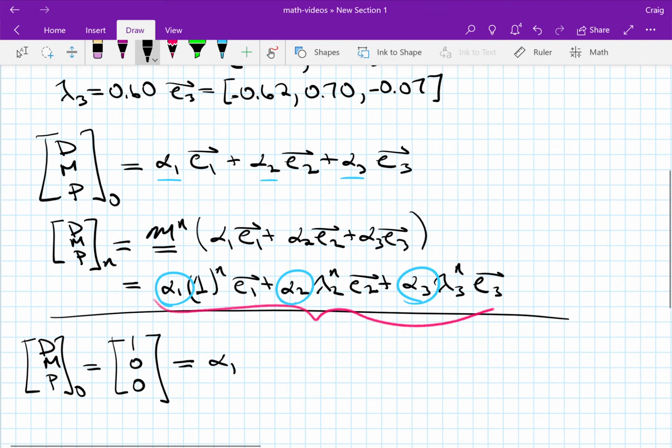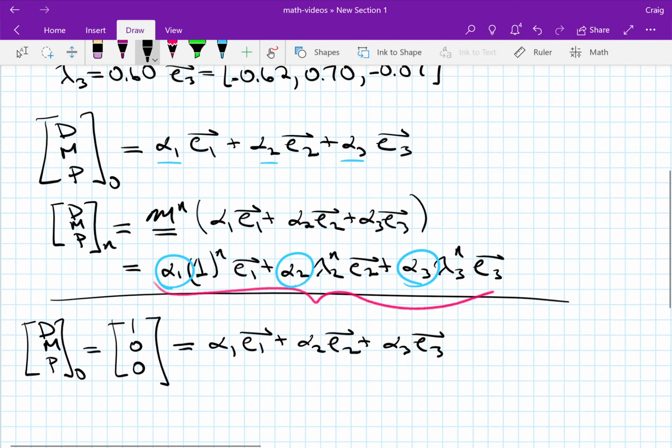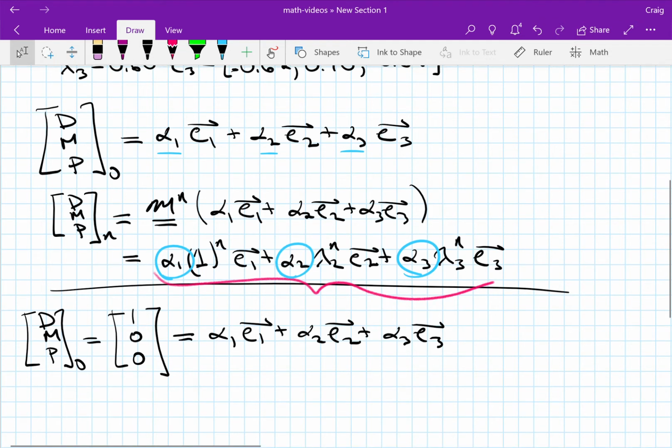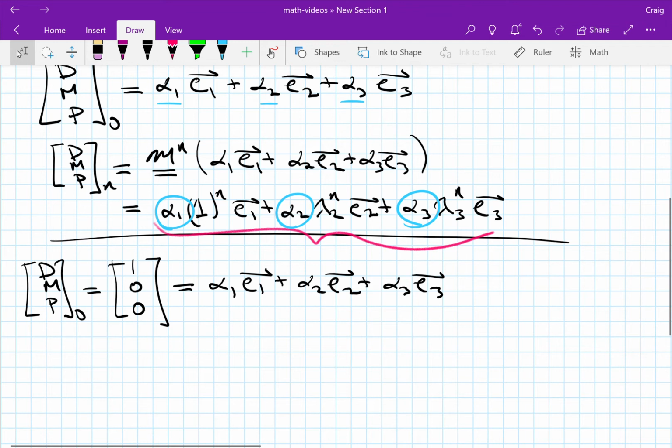Okay, so we have to now solve for alpha 1, E1, plus alpha 2, E2, plus alpha 3, E3. And this is a meat and potatoes problem from chapter 9, where we're trying to write some linear combination of vectors which adds up to a given vector. And as we know from chapter 9, the right way to do that is by using Gaussian elimination.